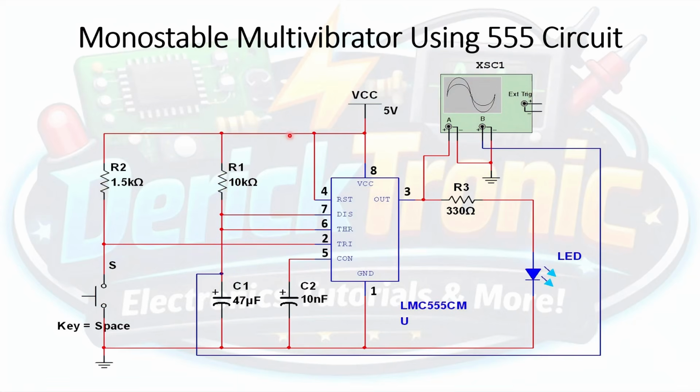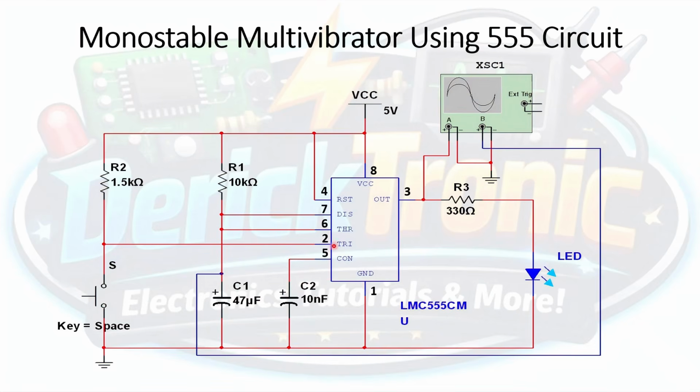Now, R1 is connected to VCC. C1, a 47 microfarad capacitor, is connected to ground. In the junction between them, we will connect pin 6, the threshold pin of our 555 timer, and pin 7, the discharge pin of our 555 timer, connected in the junction between the 10 kilo ohm resistor and the 47 microfarad capacitor, as you can see here.